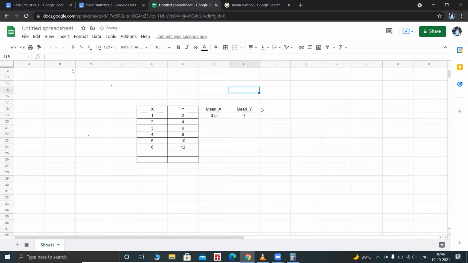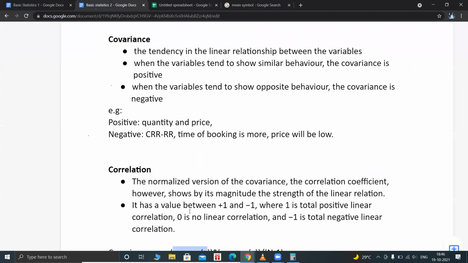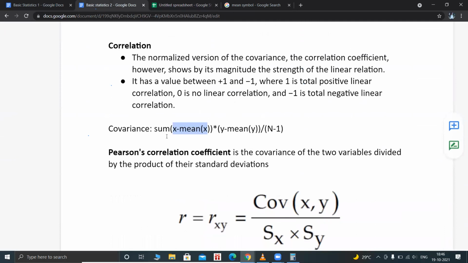Okay, fine. So now covariance, guys, how can you actually find the covariance for it? What is the formula for covariance? The formula for covariance is the sum of x minus mean of x, into y minus mean of y.